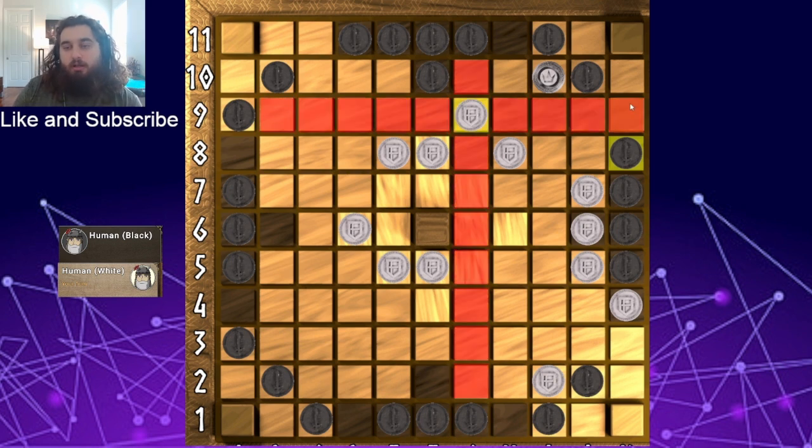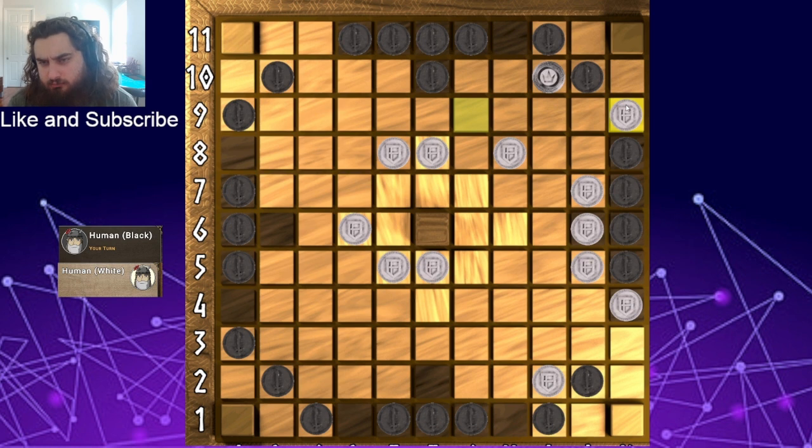So the move here is this. This is a very common idea to get your piece infiltrated into one of the black corners that he's guarding whenever he moves this piece. So now we're threatening a few things. We're threatening another shield wall.